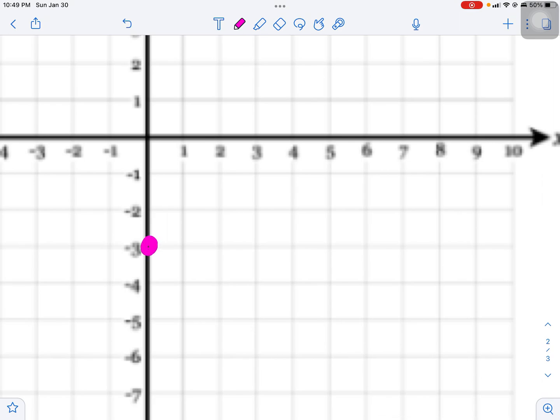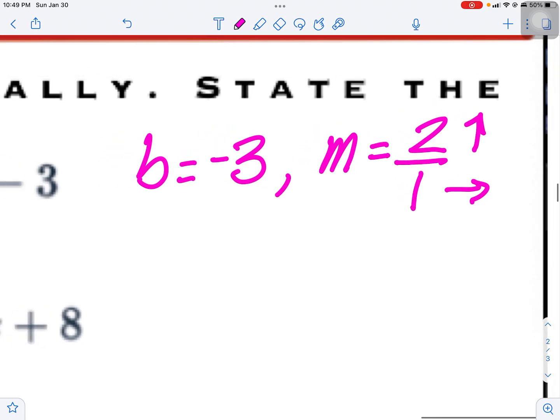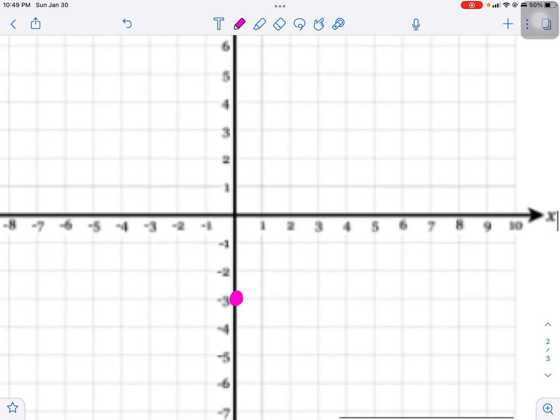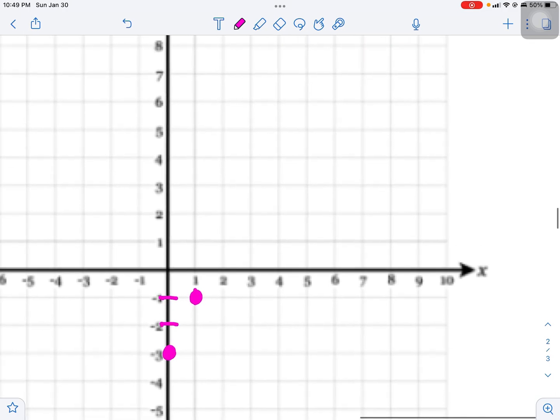Negative 3. That is our y-intercept. And what is our slope? Let's see, how do we move? Okay, we're going to go up 2 and over 1. So let's go back down. We're going to go up 2, 1, 2, and over 1. And there is our point. That is our second point right there.